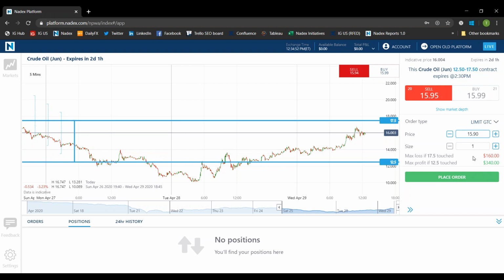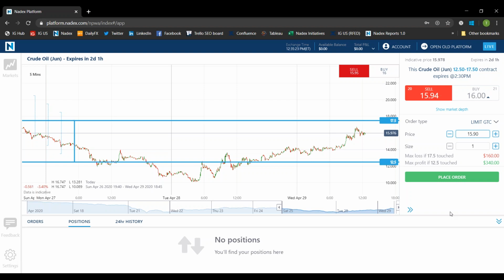Now, if I'm right and oil keeps going lower, I would make money all the way back down to 12 and a half. And notice, this is crazy. Oil was in the 10 range yesterday, and it's rallied from the 10 range all the way up to 16. If I sold it and it went down to 12 and a half and just touches 12 and a half, I'm knocked out of my trade and I take my maximum profit.